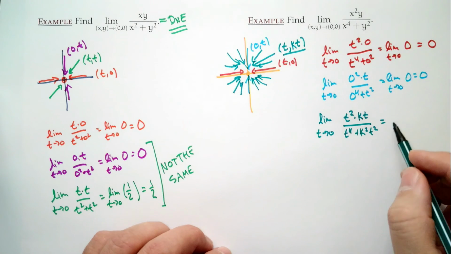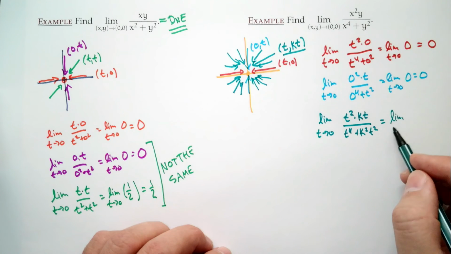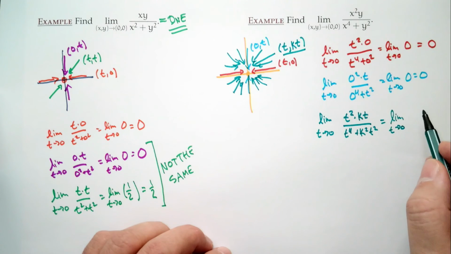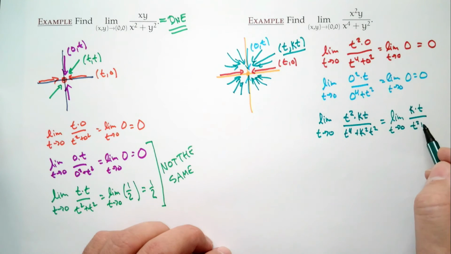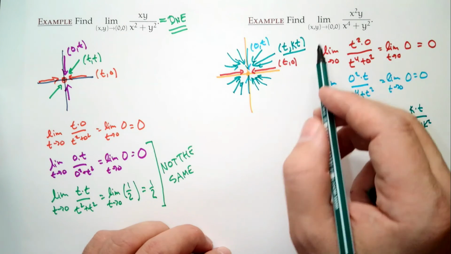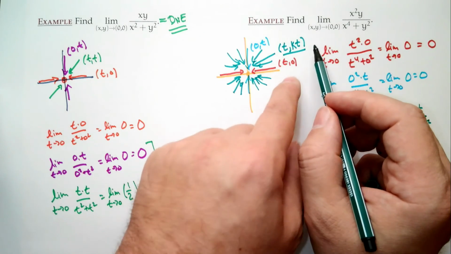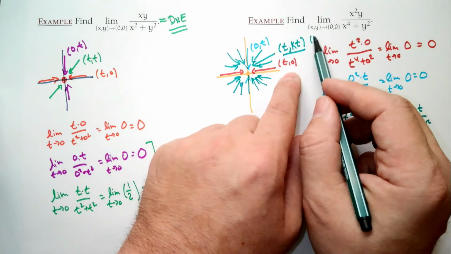We can cancel a t squared. So this becomes the limit as t goes to 0 of k times t over t squared plus k squared. Now I should say here that we've already checked the case when k equals 0. So we're going to assume k is not 0.